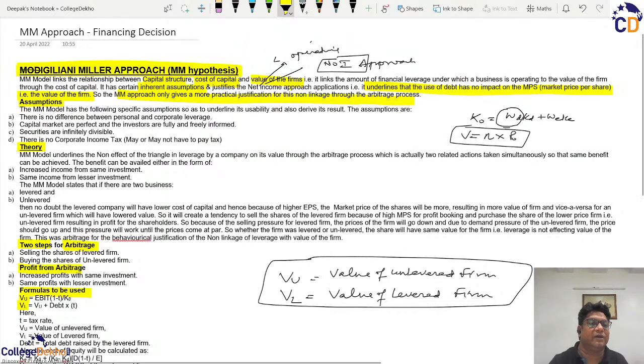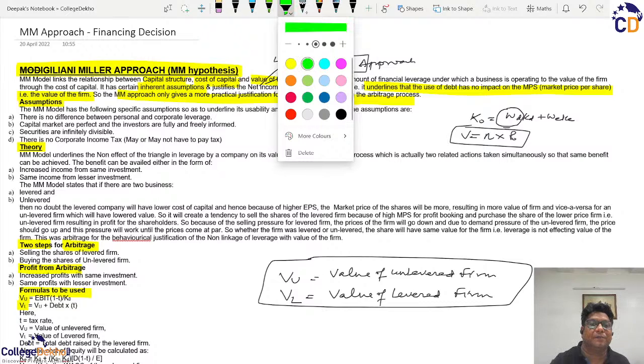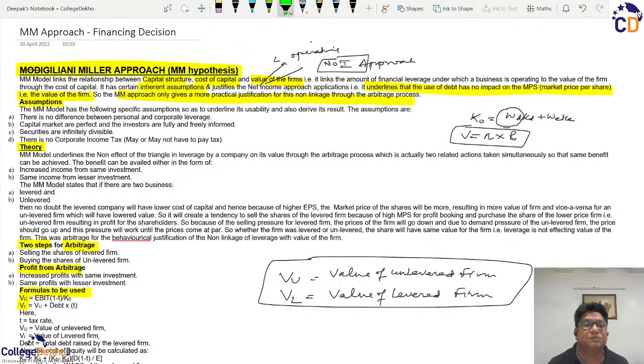So if I come here again, you see that the assumptions are to be understood in entirety. The first and foremost difference is that there is no difference between the personal and the corporate leverage. As I just told you, leverage denotes the quantum of debt, the size of the debt. So if we say the firm is levered, it means the firm is using debt. If we say the firm is highly levered, it means the firm has a high quantum of debt. The debt can be taken either by the company or by the individual.